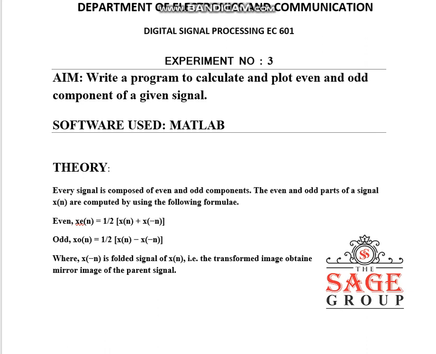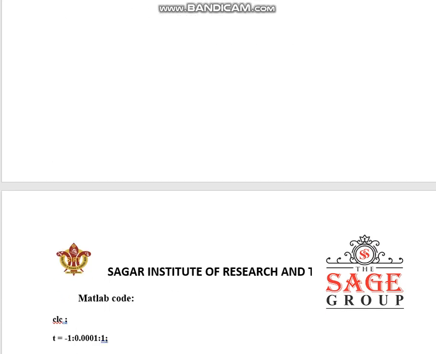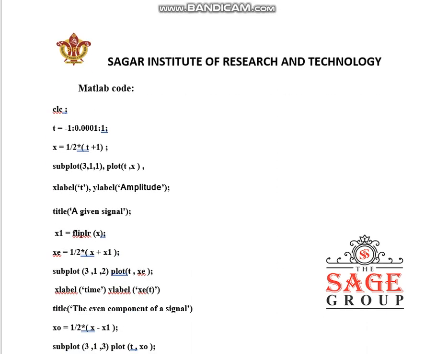Now if a signal x(n) is given, then its even component is computed by the formula half of x of n plus x of minus n, where x of minus n is the folded version of x of n. Similarly, the odd component of the signal is given by the formula half of x of n minus x of minus n, where x of minus n is the folded version of x of n. Now, first we will see the MATLAB code.